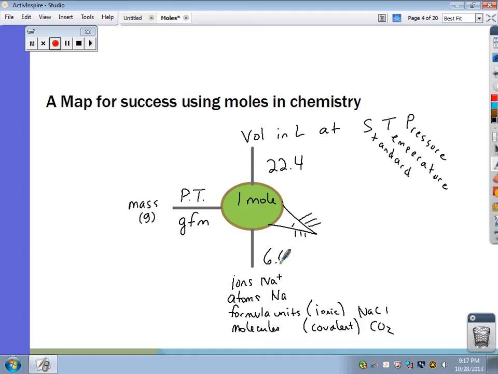And the number, good old Avogadro's number, the Italian scientist Amadeo Avogadro, came up with 6.02 times 10 to the 23rd particles equals 1 mole. And that's why we're going to draw a mole here. You need to have this memorized. Copy it down.